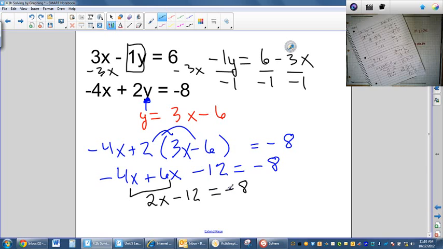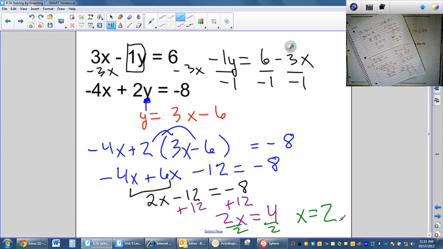What's the next thing I need to do? Yeah, we need to add 12 to both sides of our equation. So I'm getting 2x equals positive 4. And then to finish this off, how do I get that x by itself? Alright, so that's only halfway there. My solution to a linear system is an ordered pair, and so far I have x. So how do I get y? Quentin, how do I get y?